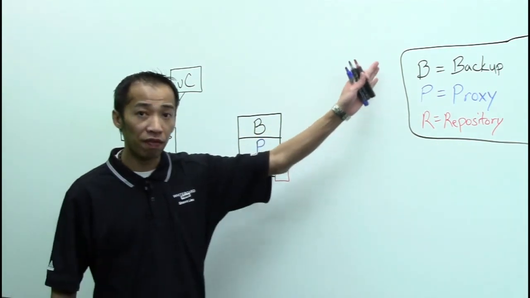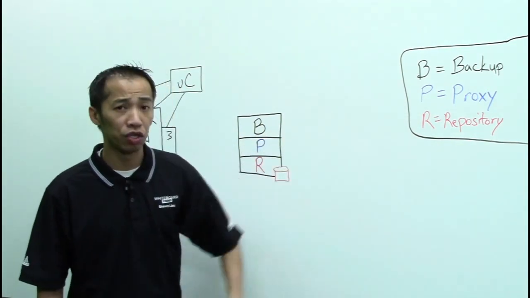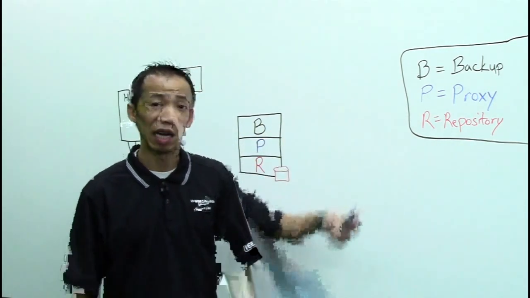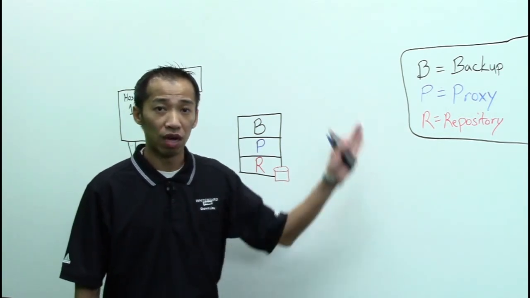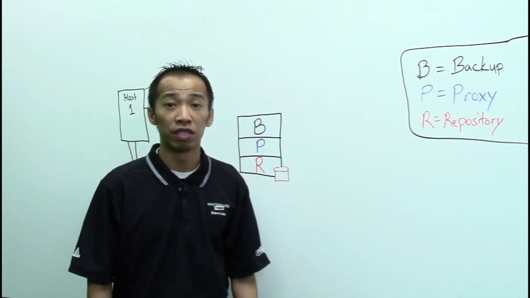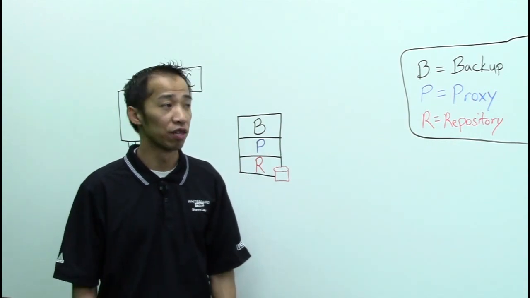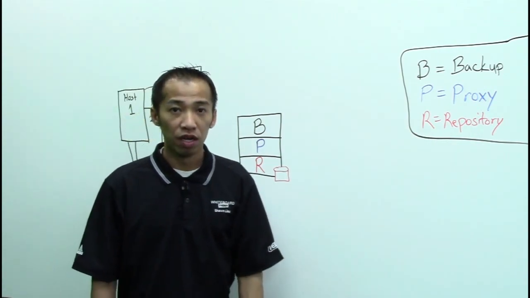I just want to make note, if everybody just takes notice of this, that I'm going to use the letter B for the backup server, the letter P for the proxy, and the letter R for the repository. I'll be using that throughout my whiteboarding session, just to make it a little bit more streamlined. So just for reference there.